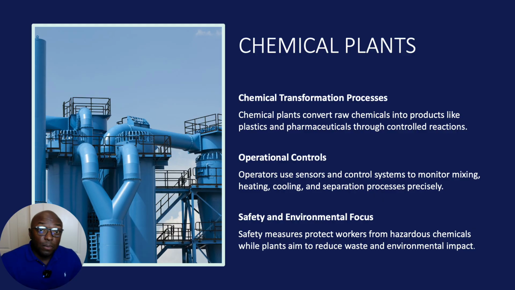All right, guys, chemical plants. Similar to the oil and gas refinery, but just a little bit different, okay? Chemical plants are facilities where raw chemicals are transformed into a wide variety of products, including plastics, fertilizers, cleaning agents, and pharmaceuticals. These transformations involve chemical reactions that are carefully controlled to ensure the desired outcome. The operations in a chemical plant include mixing, heating, cooling, separating substances using specialized equipment.